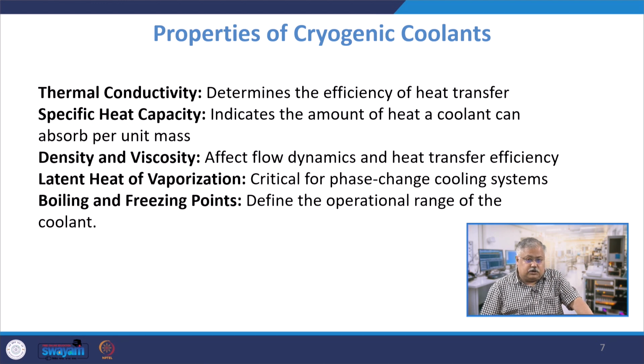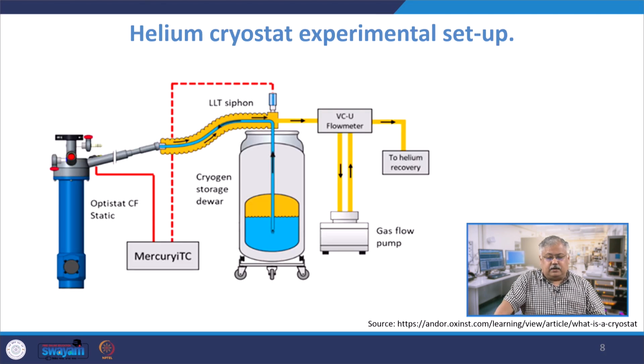Of course, density and viscosity play a major role. They affect the flow dynamics and therefore the heat transfer efficiency. Very important, because if the transfer is not proper from point A to point B, you will never have a good amount of heat transfer. Now, latent heat of vaporization is typically critical for phase change cooling systems. We will not discuss phase change cooling systems at this place. And boiling and freezing points we have already defined for each and every coolant which we have used for these purposes.